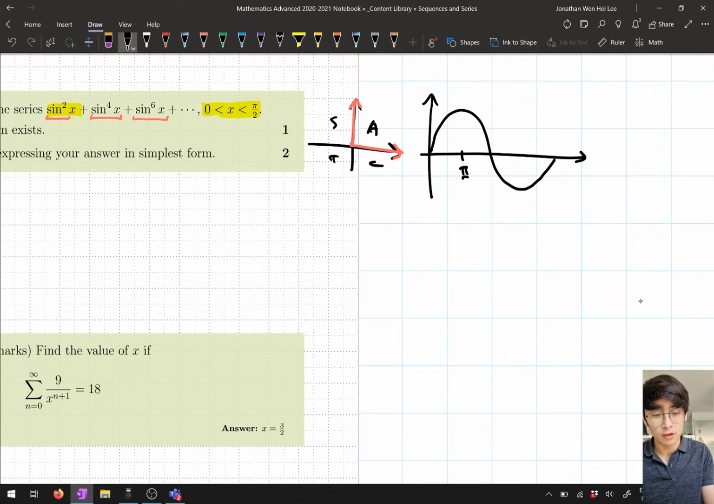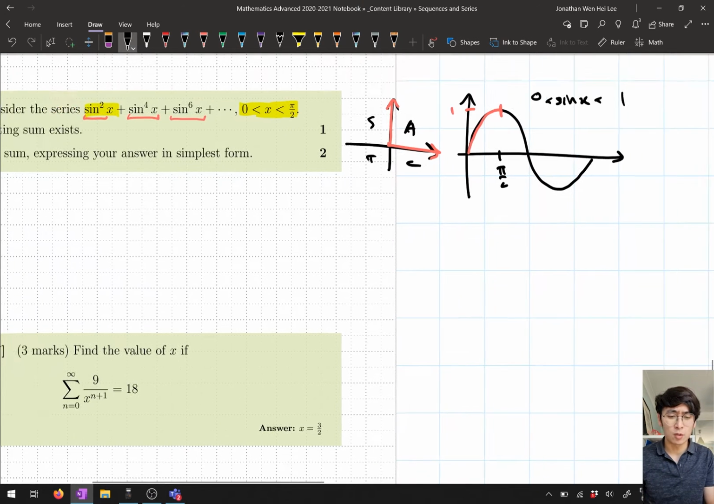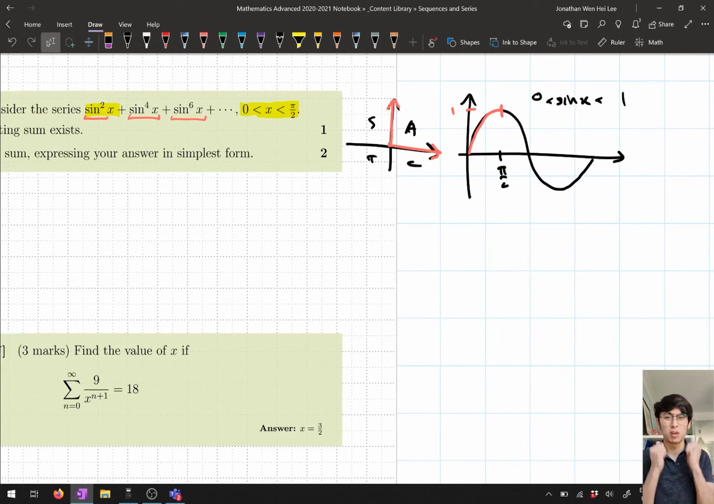And here, this is pi over 2. So the values of sine, if you have a look, between 0 and pi over 2, sine x is going to be between 0 and 1. So just by reading this question, these are 2 pieces of information that I can pull out based off of this domain restriction. The domain restriction just means that we're in the first quadrant, so sine is positive.